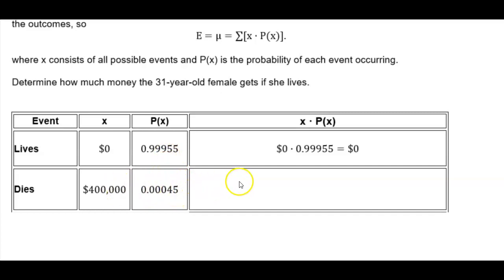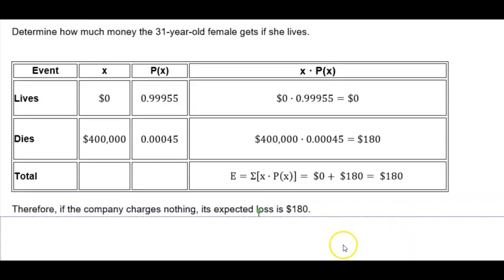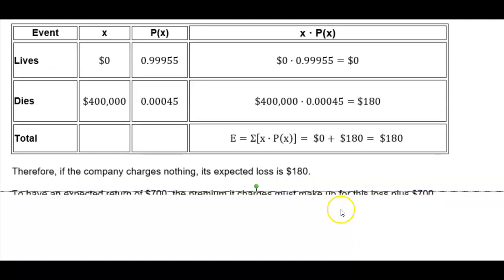So if we take $400,000 and multiply it by the probability that the female dies, it gives us the following amount, $180. Therefore, if the company charges nothing, its expected loss is $180.